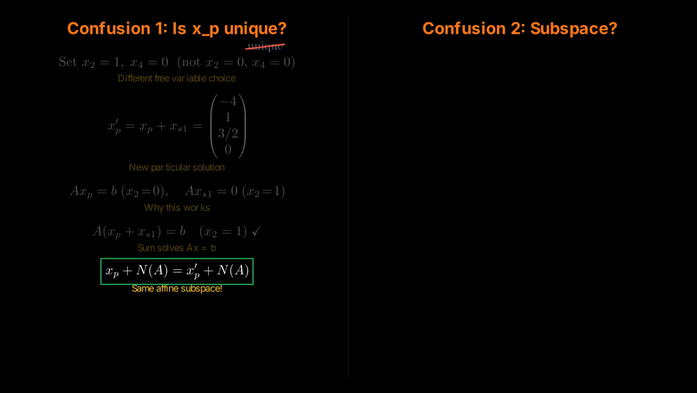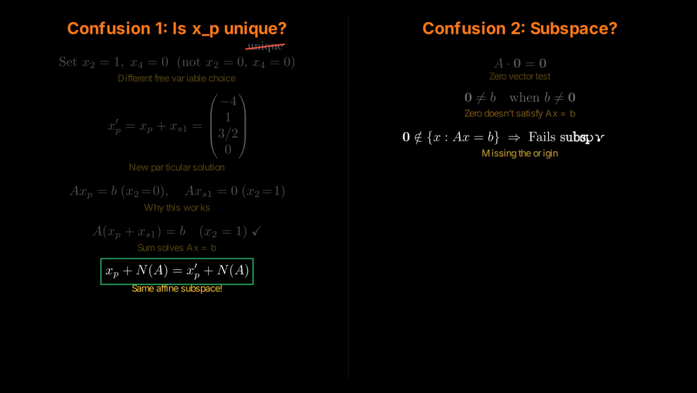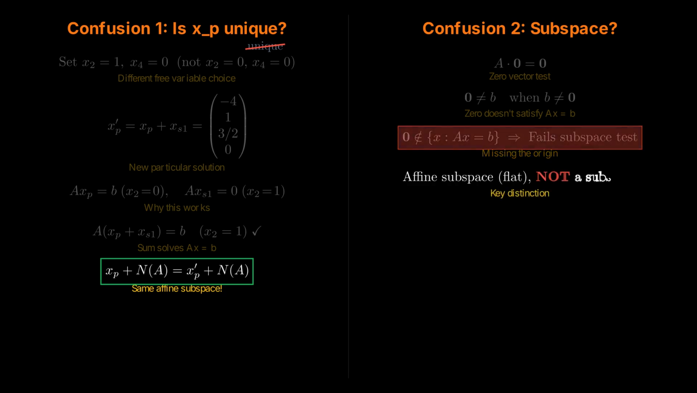Second confusion, is the solution set a subspace? The answer is no, unless b equals the 0 vector. Here's why. Check the 0 vector. A times the 0 vector equals the 0 vector, which is not equal to b when b is non-zero. So 0 is not in the solution set, and it fails the most basic subspace test. The solution set is an affine subspace, sometimes called a flat, but it is not a subspace.